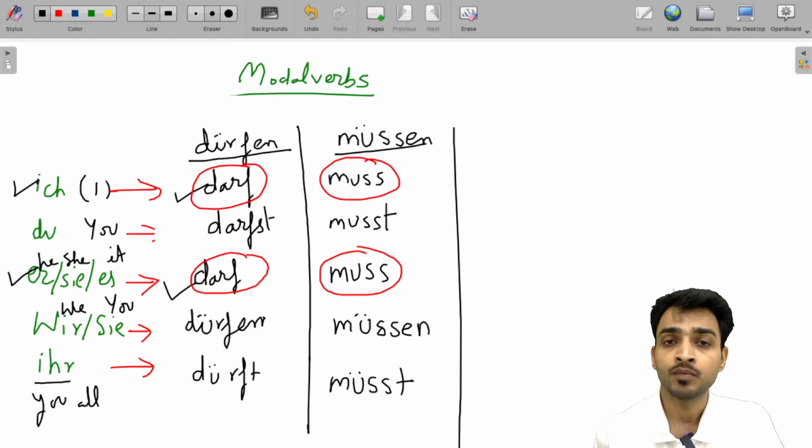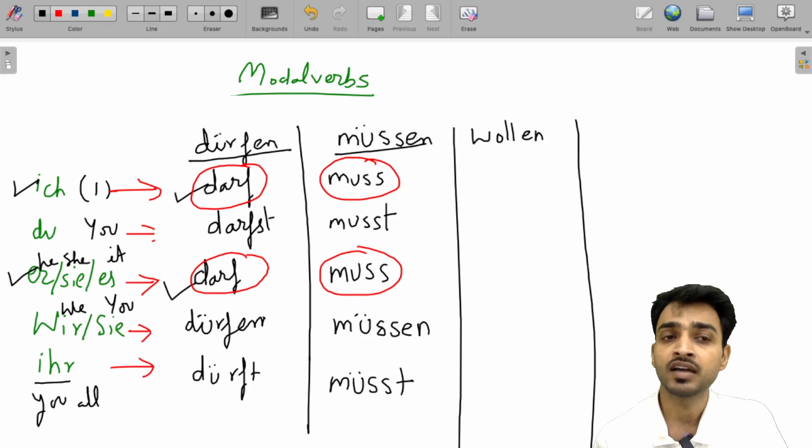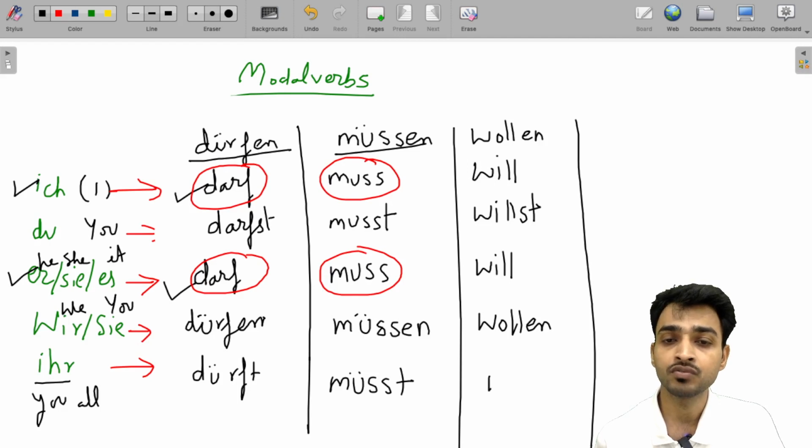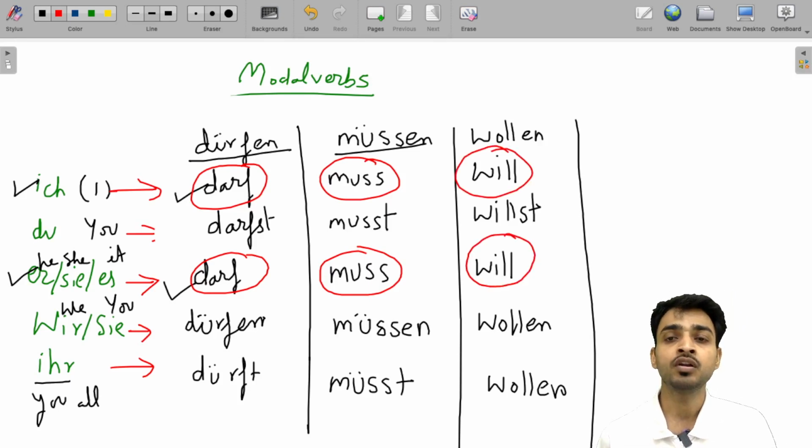Now we will come to the next modal verb. It is called wollen. Wollen and müssen are almost the same. It means to desire, to express your wish. So ich will. Remember, ich will means I want, and du willst. It is not the English will, future tense. It is want. This is a very common error. Wir wollen. You can see the conjugation is quite different. Again in this case, first person and third person conjugations are the same. So this is called wollen.